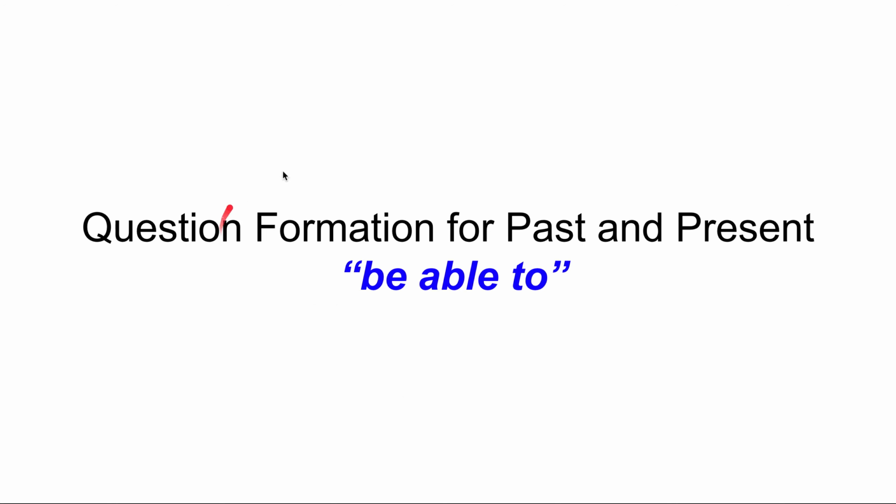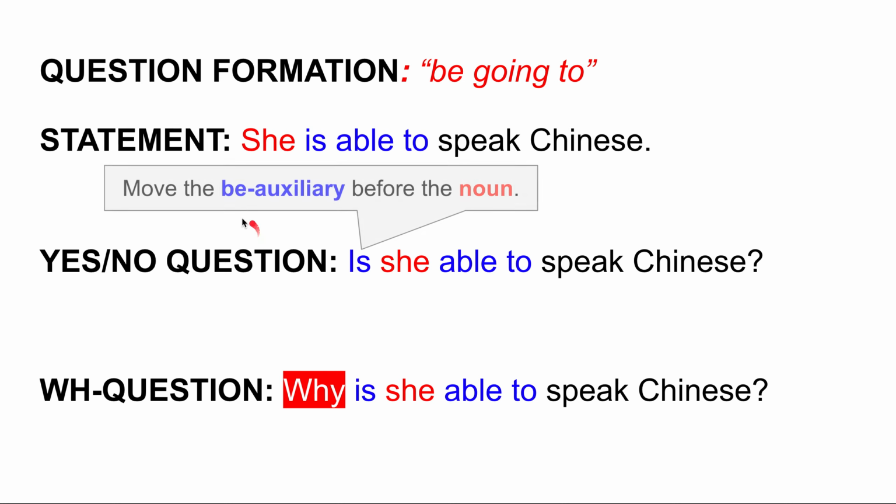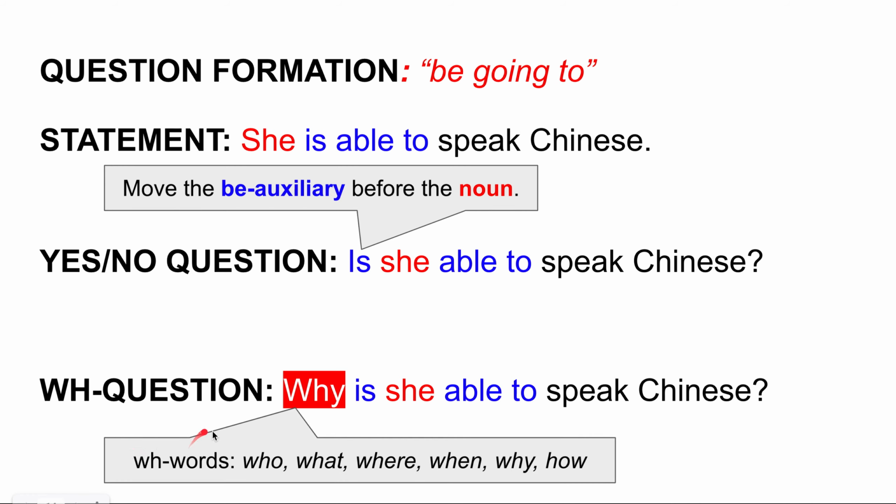Let's move forward with question formation for past and present with be able to. If we're looking at a statement, she is able to speak in Chinese. If we write a yes no question, please remember to move the be auxiliary before the noun. So we take is and we place it before the noun she. Is she able to speak Chinese? If we want to write a WH question, we just add a WH question word. Why is she able to speak Chinese? Some WH words are who, what, where, when, why, and how.